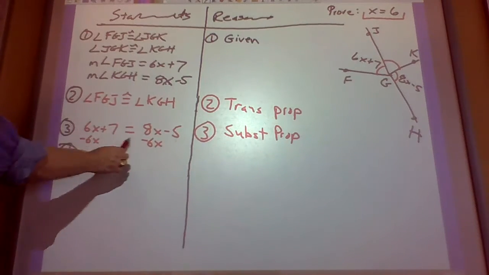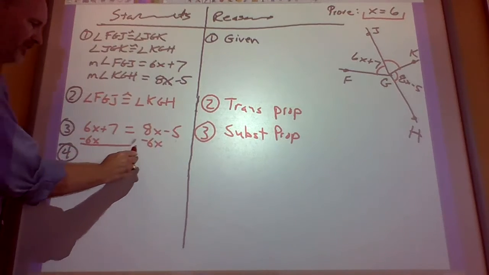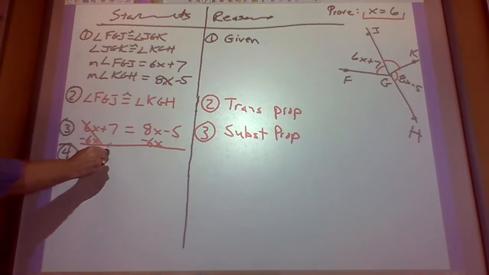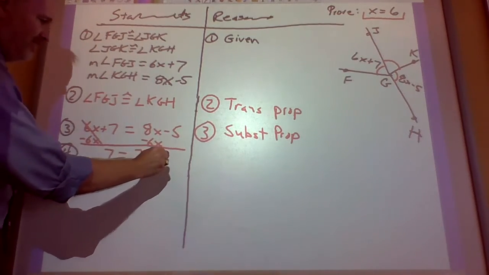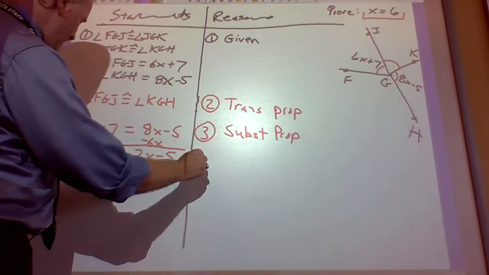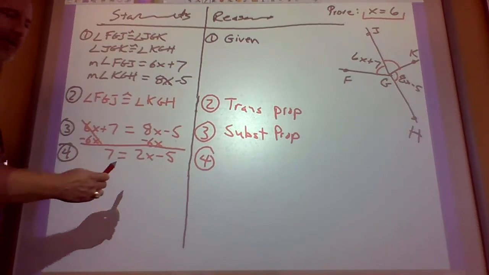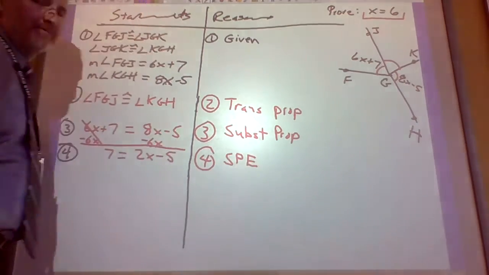And again, that's scrap work. That goes in between steps 3 and 4. The result goes on line 4, and the result would be that's canceled out. So I have 7 equals now 2x minus 5. And what I just did there is I subtracted 6x from both sides, so I think you all know that's the subtraction property of equality, SPE.